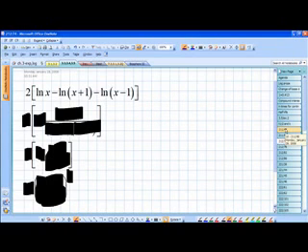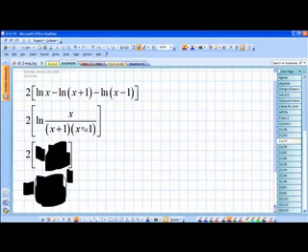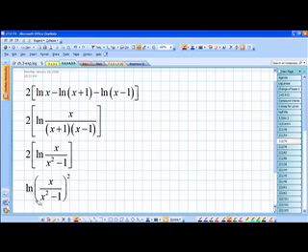This is an example now of condensing with logs. I'll leave the 2 out front for the time being. The ln x here is positive, that's a numerator. These are both negatives, so they both go in the denominator. Then I can multiply those together to get x squared minus 1, and now the 2 can go inside as an exponent, and I've got natural log of x over x squared minus 1 quantity squared.